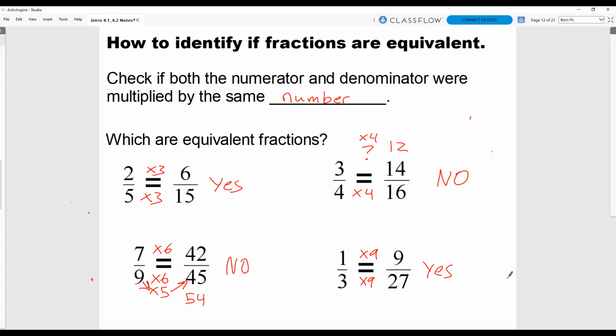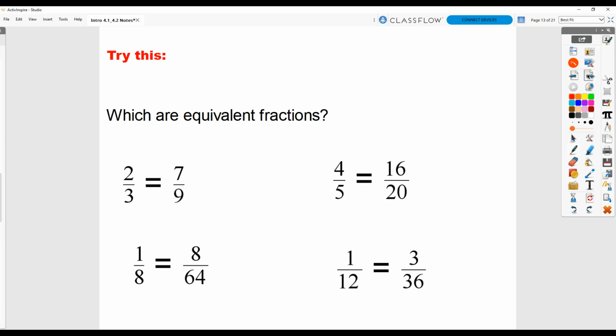All right. Try a few on your own and see what you come up with. Take a look at these and identify whether these are actually equivalent fractions or not. Pause the video, and then we'll take a look at your answers, or hit play when you're ready to check your answers.